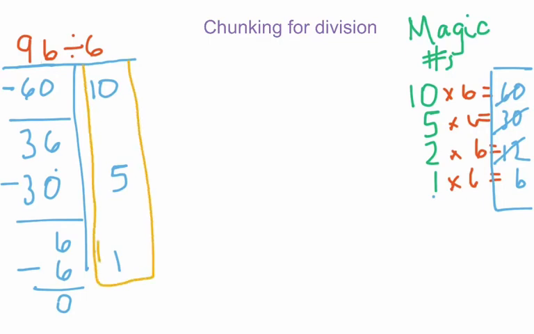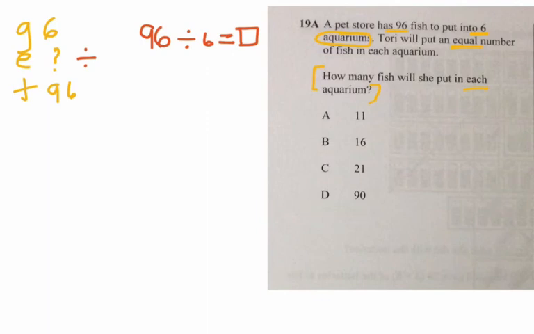So now what you do is you come over here. You're going to add all these together. 10 plus 5 plus 1 equals 16. So 96 divided by 6 equals 16. So that's one way to solve a division problem. So if I come back to my answer, I see that B is 16.